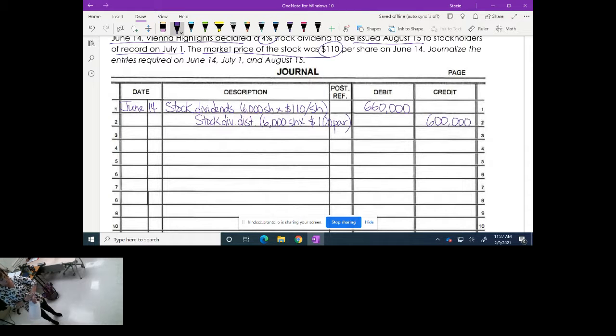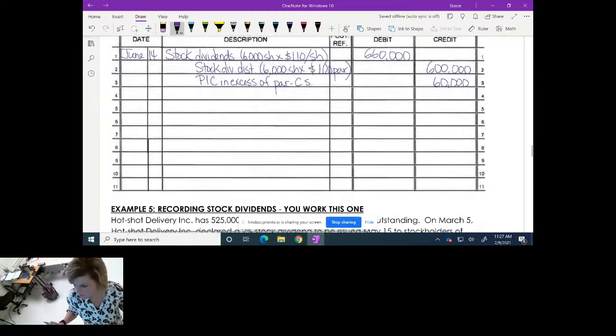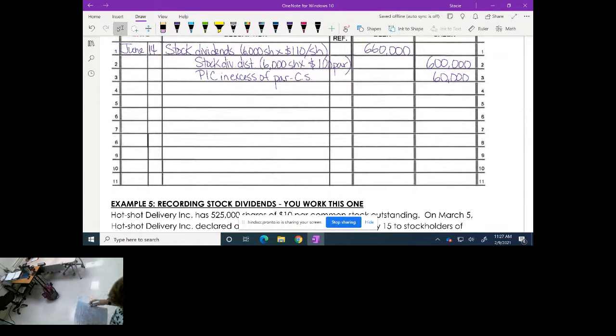And then where's the difference go? You can see it. Paid in capital in excess of par. $60,000. Okay. So on the date of record, what's the date of record? July 1, no entry required.